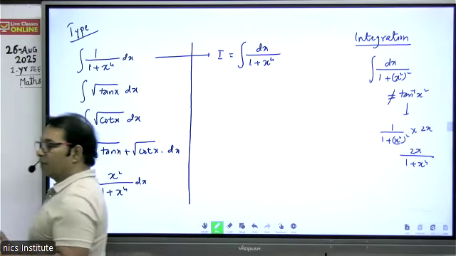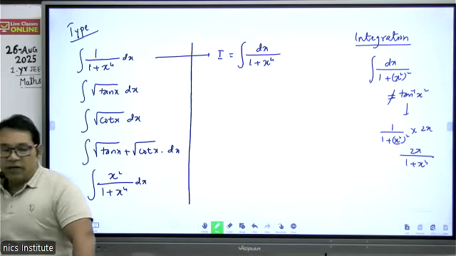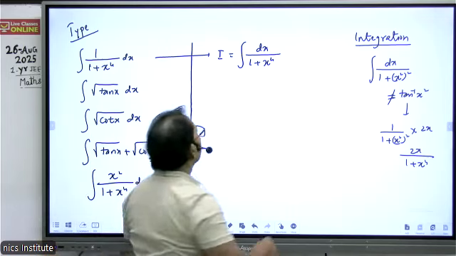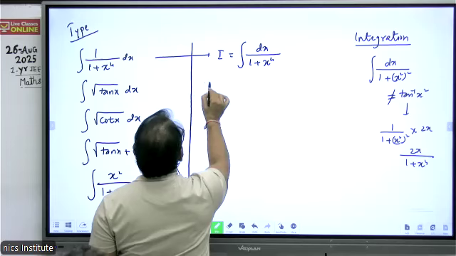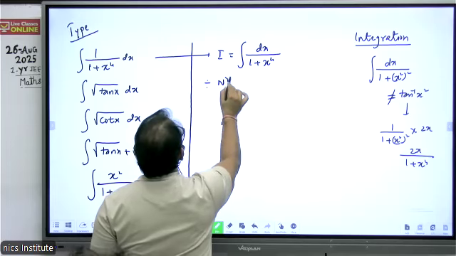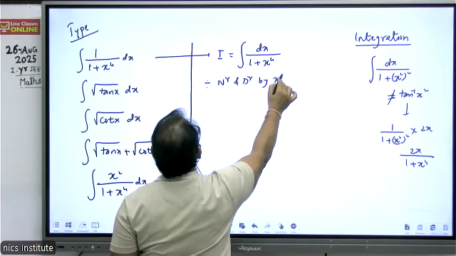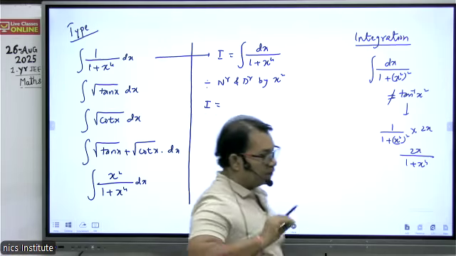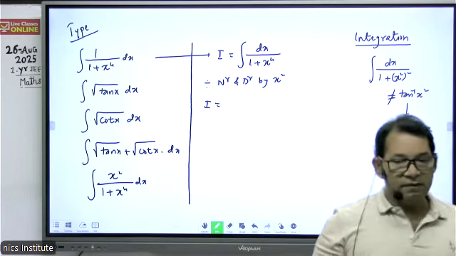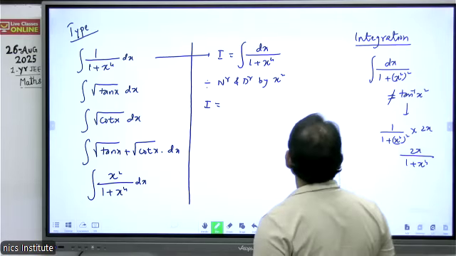So let's start with this question. We start I is equal to dx over 1 plus x to the power 4. First step is dividing numerator and denominator by x square. This question has to be done by a specific method. Those steps you have to remember. So dividing numerator and denominator by x square.